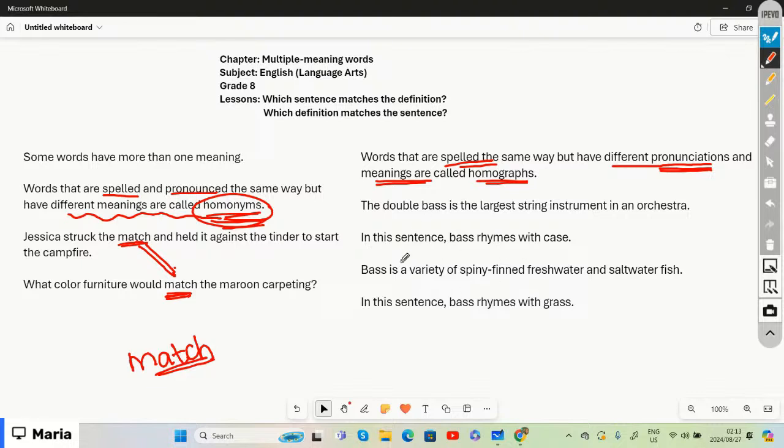All right. And if we look at a few words, it says the double bass is the largest string instrument in an orchestra. And if we look at the word bass, it basically rhymes with case. So that is how we need to pronounce the word bass, case.